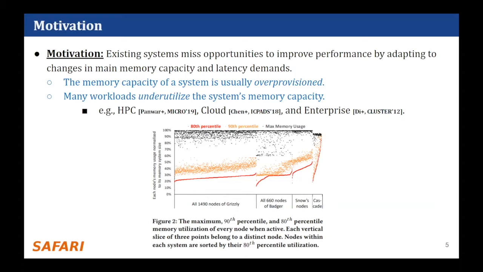As you can see, for most of the nodes, the 80th percentile and 90th percentile time memory usage is even below 50%. But at the same time, they will sometimes utilize a lot of memory that is close to 100%. This shows that for HPC workloads, the memory capacity demand is, first, always changing. Second, for most of the time, it's underutilized.